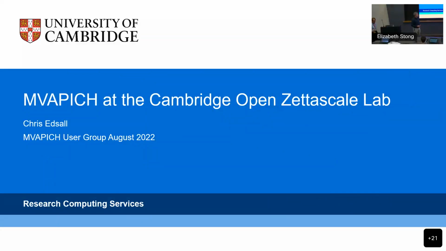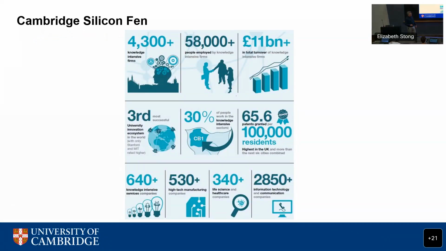So, hello. Thank you, Dr. Panda, for the introduction and also for the invitation to talk here. That was mainly a result of the collaboration between the OSU research group here and the Cambridge Zettascale Lab, so I'm going to explain both of those things in the slides. My name is Chris Edsall, as said, Head of Research Software Engineering. I'm going to start on the outside and work in. So the Cambridge I'm talking about is the one in the UK, not the one in Massachusetts.